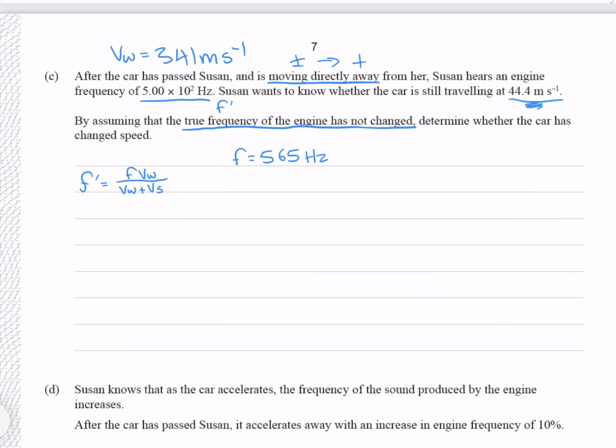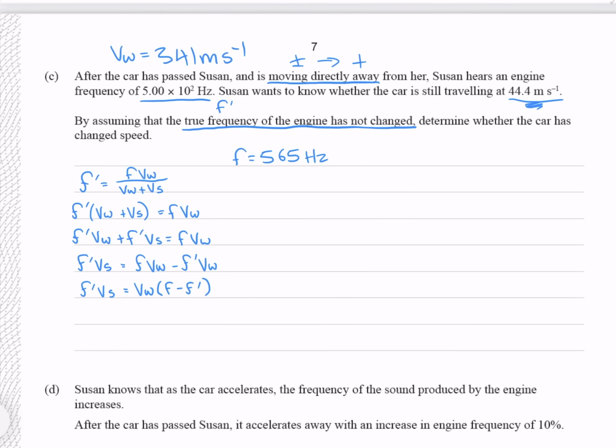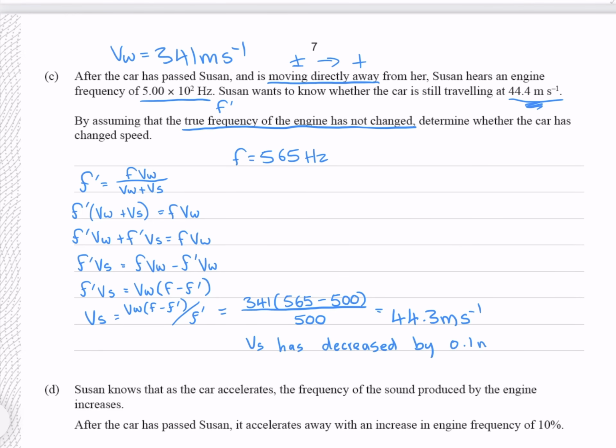As with before, my first step is going to be to multiply both sides by the denominator. I'm now going to expand the brackets out. Subtract f prime Vw from both sides, which, to save me a bit of space, I can factorise the Vw out. And finally divide both sides by f prime. Putting our numbers in gives me 44.3 meters per second, which implies that Vs has decreased by 0.1 meters per second.